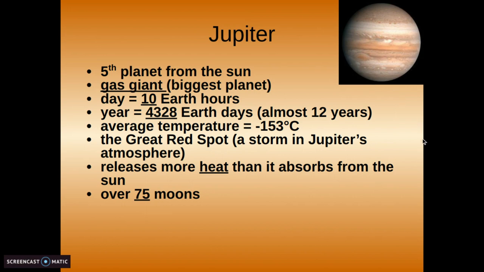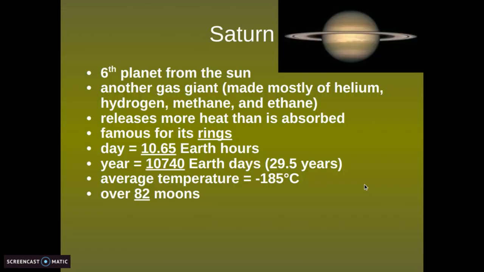And Jupiter releases more heat than it absorbs from the sun. So there's lots of energy happening in Jupiter. And it does have over 75 moons. Our next planet is Saturn. This is the 6th planet from the sun, another gas giant made mostly of helium, hydrogen, methane, and ethane.